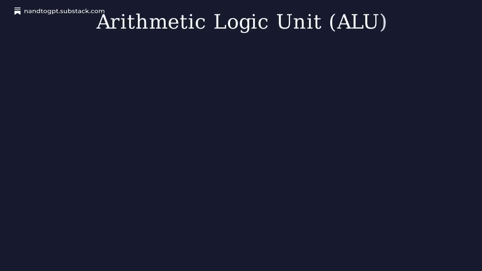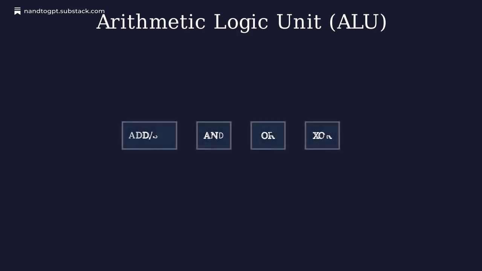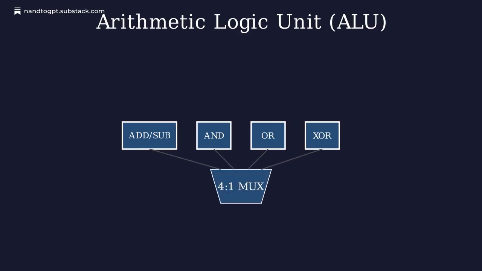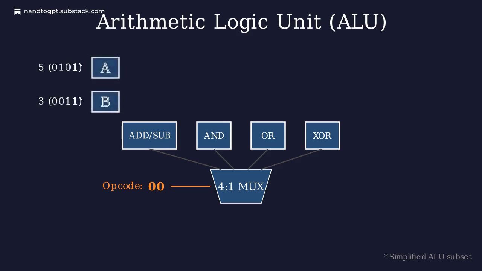Now we can build the ALU, or the Arithmetic Logic Unit. It does multiple operations and control signals select which one. Here's the architecture. We compute multiple paths in parallel. One path for addition and subtraction, one path for AND, one for OR, one for XOR. All four operations compute simultaneously. Every time inputs arrive, all paths produce their results.